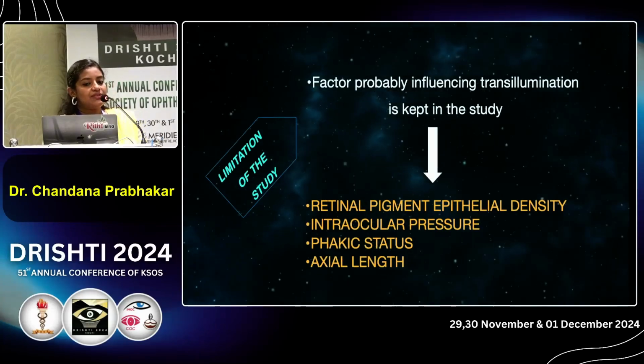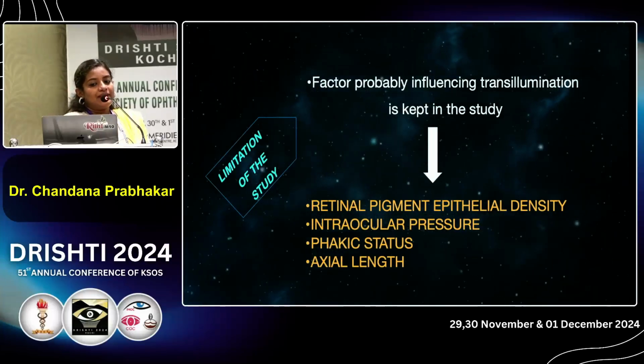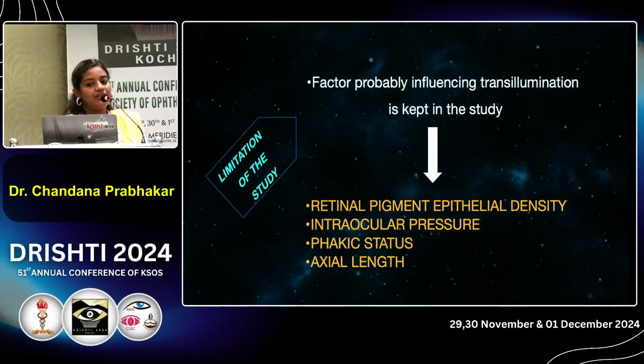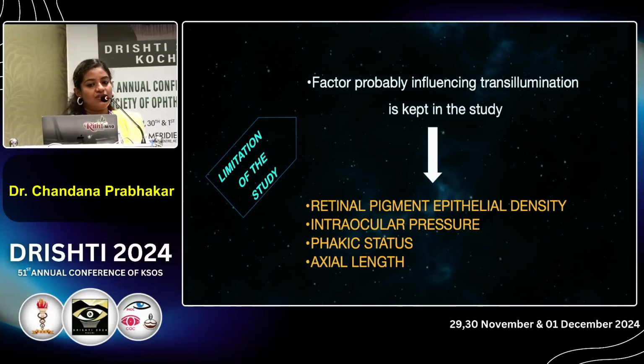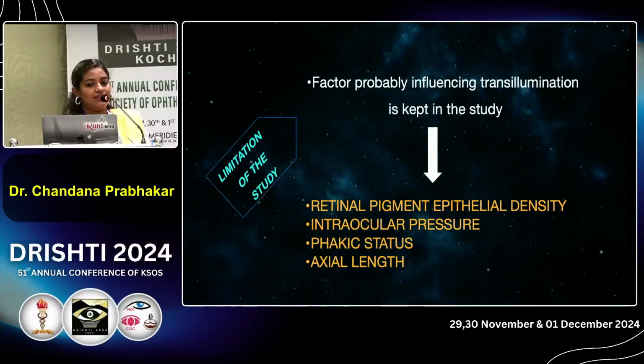So the limitations were also studied: the factors probably influencing transillumination that were kept untouched in the study were retinal pigment epithelial density, intraocular pressure, phakic status, and the axial length.